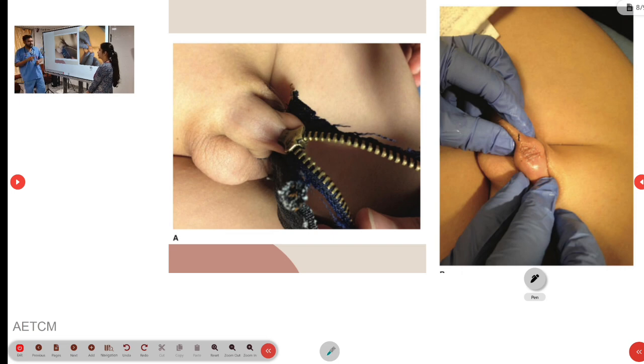So these are the two methods, and further wound management also we have to do. We have to give TT if required, and if abrasions are there, we can give an antibiotic ointment, and we can send off.